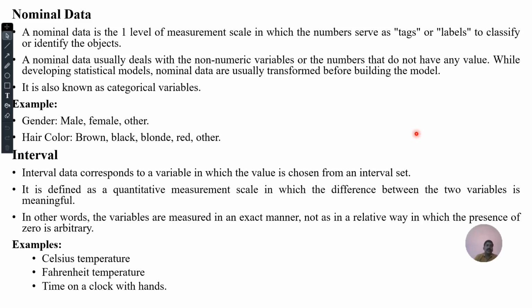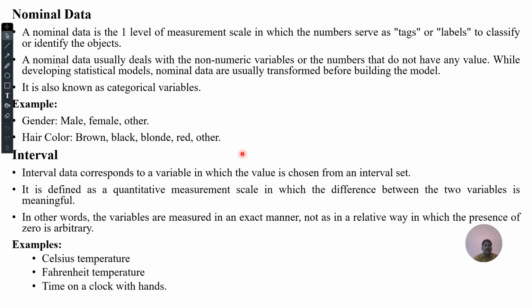Interval data corresponds to a variable chosen from interval sets, meaning continuous variable, continuous data. For example, the number of buses passed from 10 to 11, within a particular time limit. That is interval data. It is a quantitative measured scale in which the difference between two variables is meaningful. For example, Celsius temperature, Fahrenheit temperature, or a clock with hands. That is called interval data.